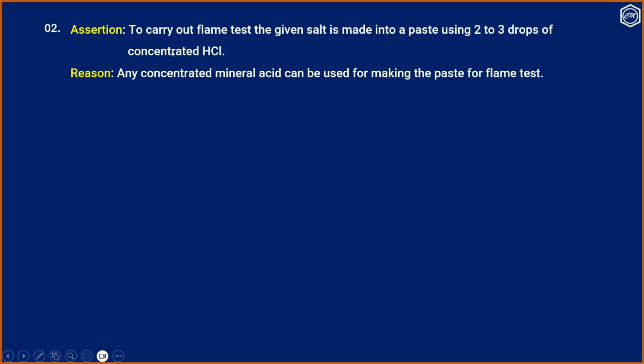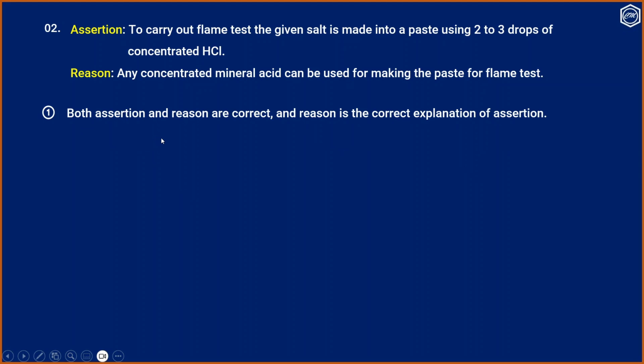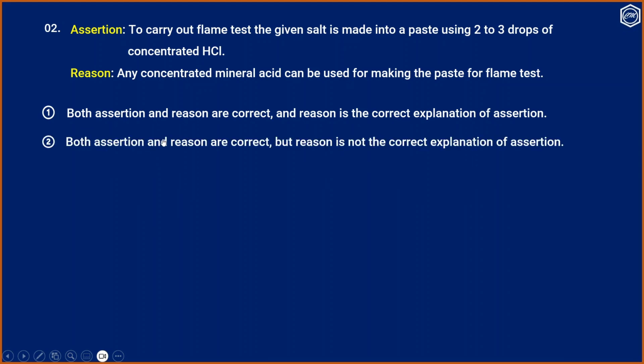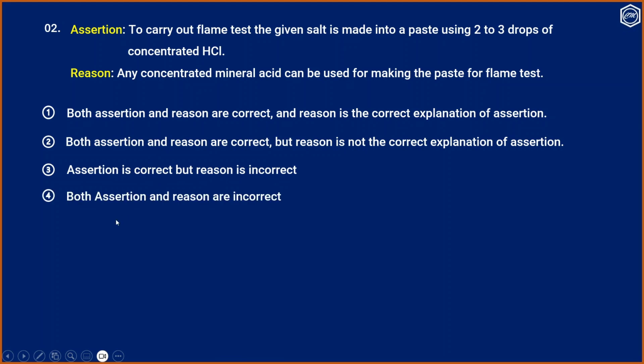Question number 2, an assertion reason question. Assertion: To carry out flame test, the given salt is made into a paste using 2-3 drops of concentrated HCl. Reason: Any concentrated mineral acid can be used for making the paste for flame test. Option 1, both assertion and reason are correct, and reason is the correct explanation for assertion. Both assertion and reason are correct, but reason is not the correct explanation. Assertion is correct, reason incorrect. Both assertion and reason are incorrect. And we know that assertion is correct.